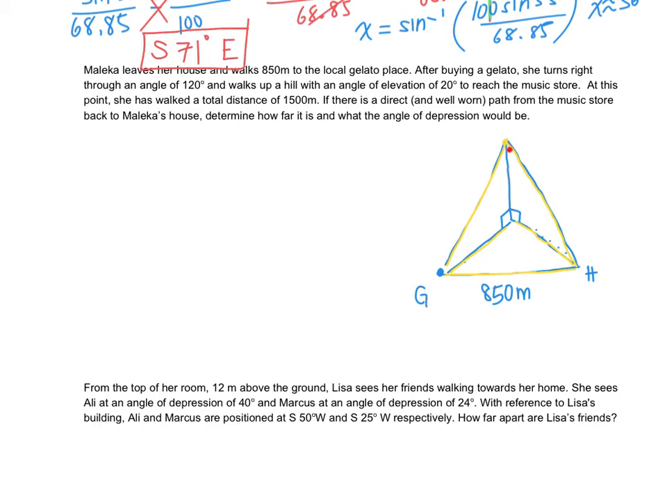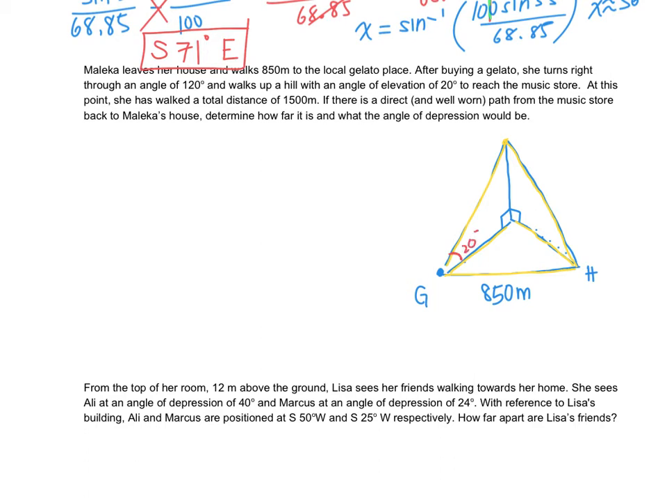This here, that's not a street. This is just the elevation, the height of the hill to regular ground level. So this is her actual path. Now you have to imagine that this part is the slanted portion of the hill. And they do tell us that the angle of elevation to the music store, so the angle of the hill, is 20 degrees. So I'm going to put the 20 degrees right in there.